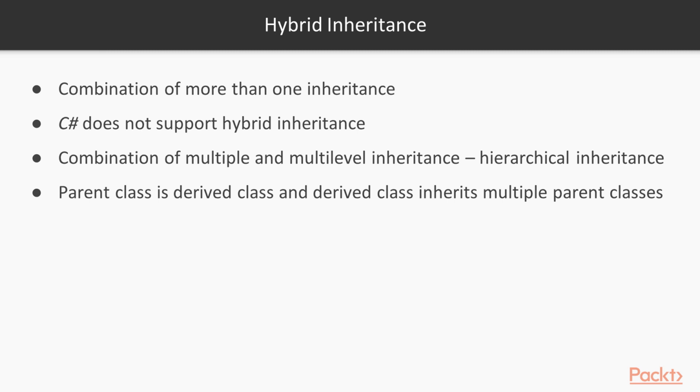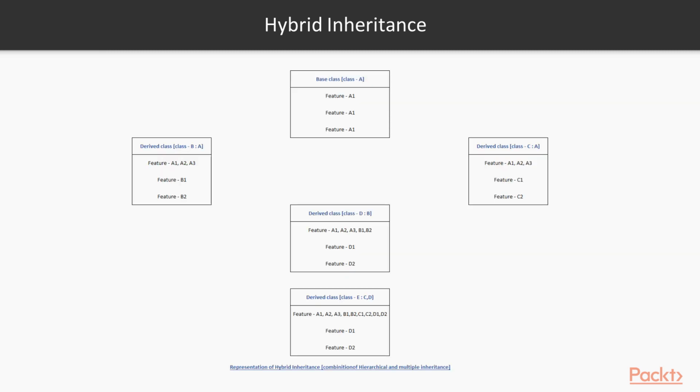Further, we have the hybrid inheritance. Hybrid inheritance is a combination of more than one inheritance. C# does not support hybrid inheritance. Combination of multiple and multilevel inheritance is a hierarchical inheritance, where a parent class is a derived class, and a recently derived class inherits multiple parent classes. There can be more combinations. This diagram represents hybrid inheritance that shows the combination of hierarchical and multiple inheritance. You can see that Class A is a parent class, and all the other classes are derived from Class A directly or indirectly. Our derived Class E can reuse all the features of Class A, B, C, and D.